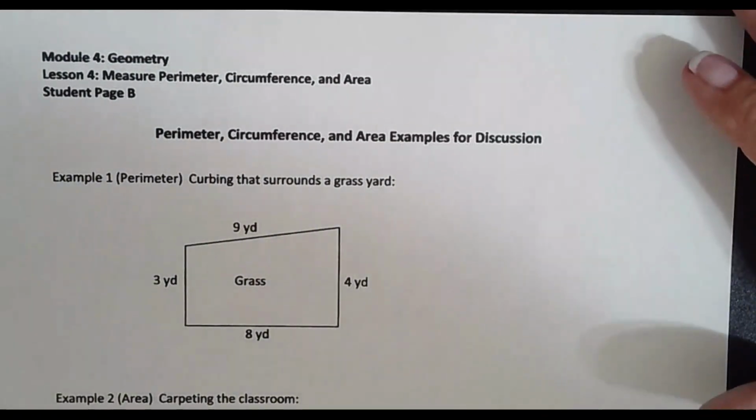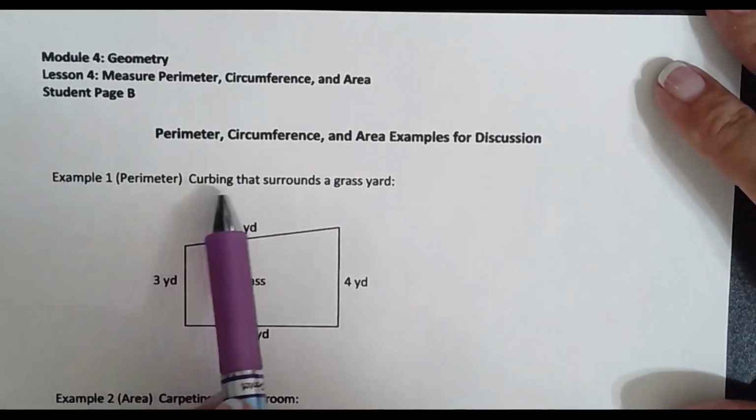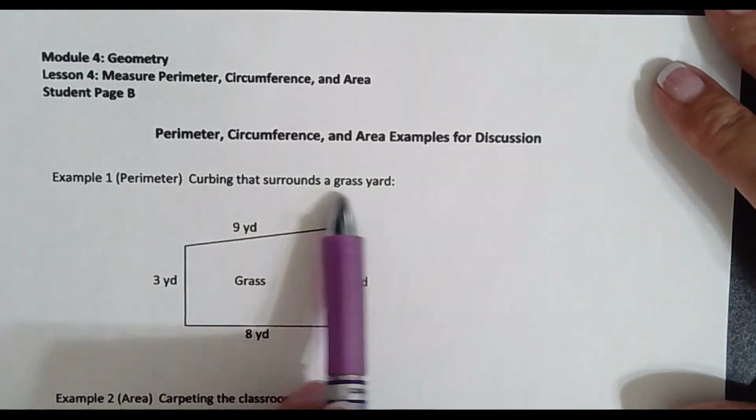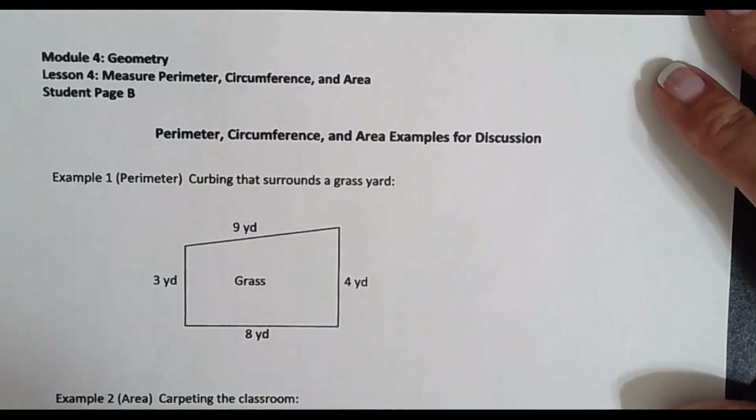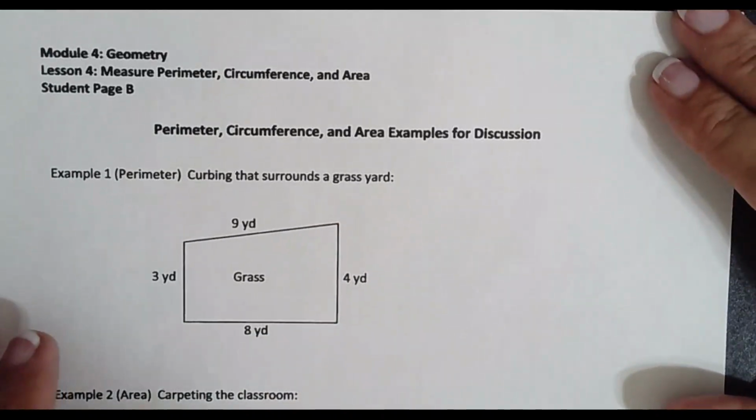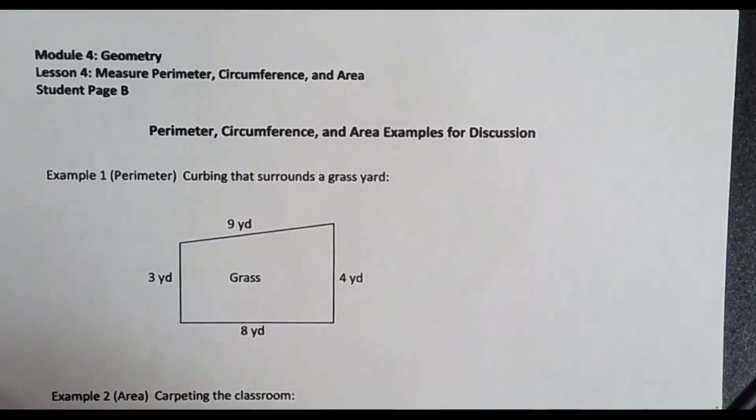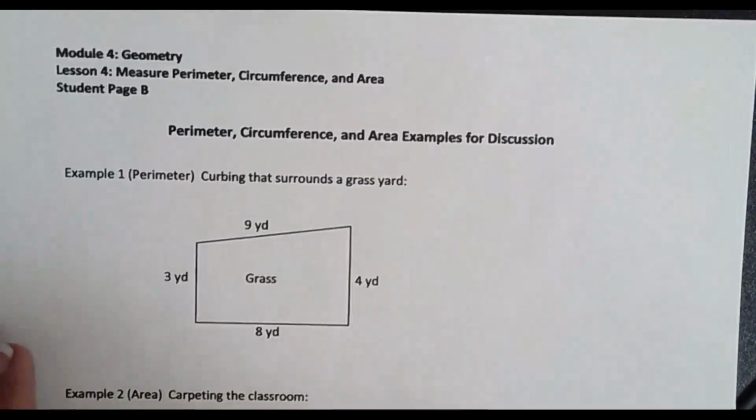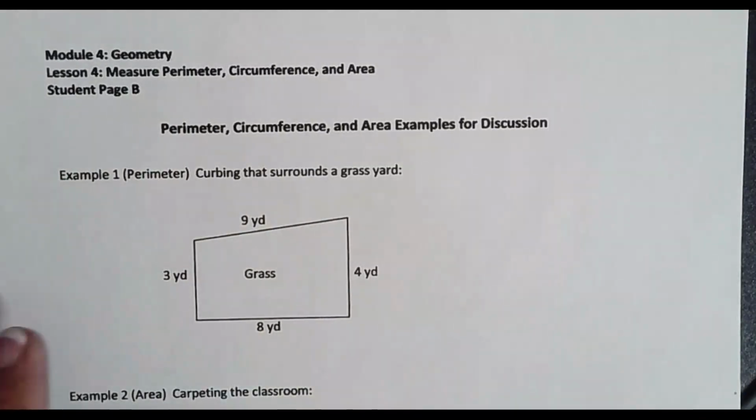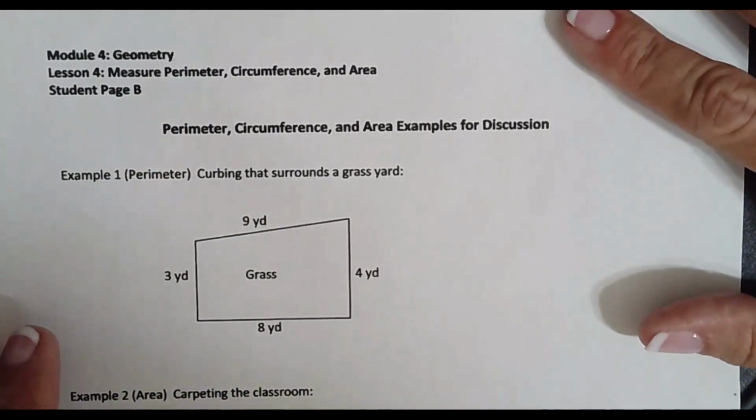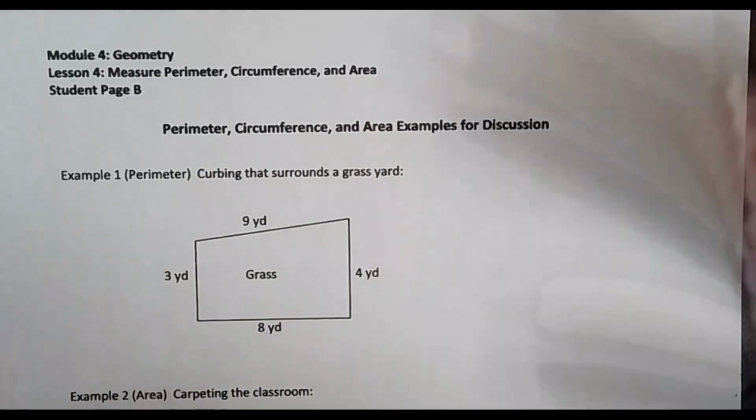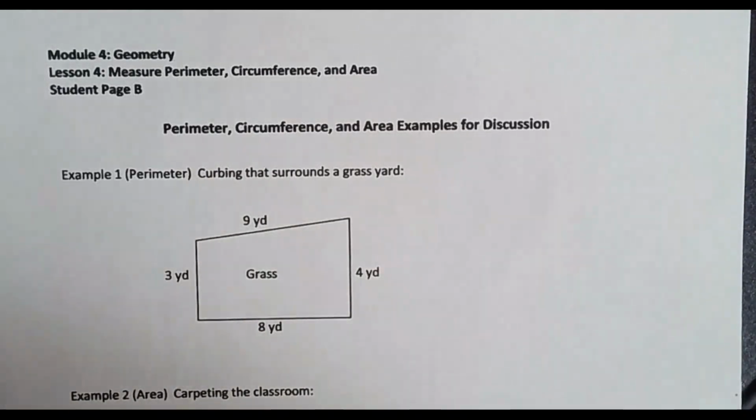So perimeter, curbing that surrounds a grass yard. So that would be an example of perimeter. Usually the words around, surround, those are usually good hints that it's going to be a perimeter problem. So if you look around the room you're in, look at that little baseboard around the outside of the room. That would be an example of perimeter too.